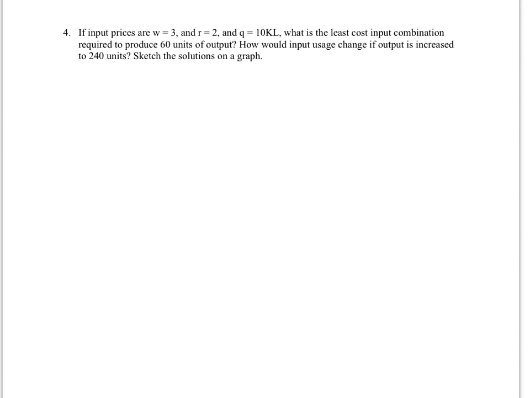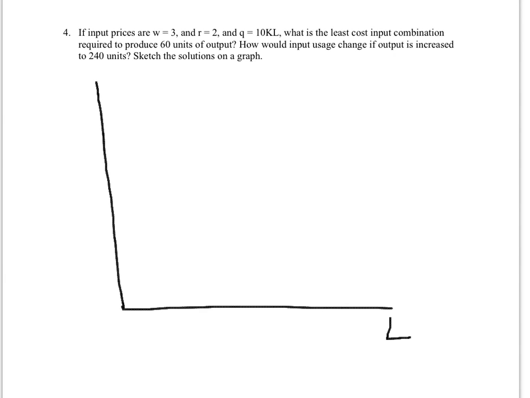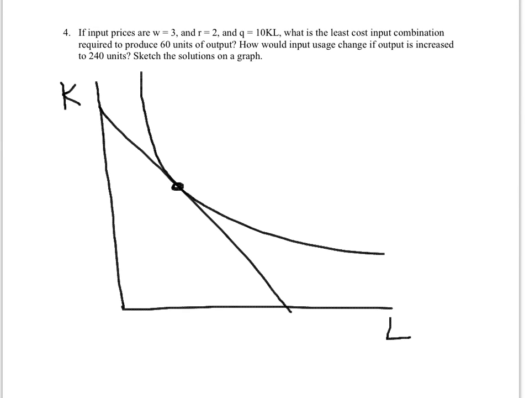How would input usage change if output is increased to 240 units? What you do is you solve the problem again with output, instead of being 60, is 240 units. The solution in the graph will look kind of like this. So if this is L and this is K, first you're going to find a solution that is here with a level of L and then a level of K. And then this is Q equals 60.